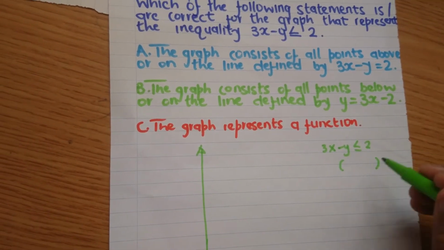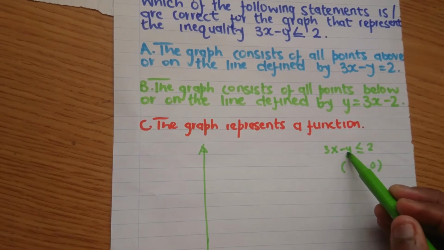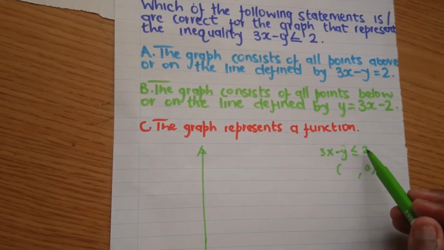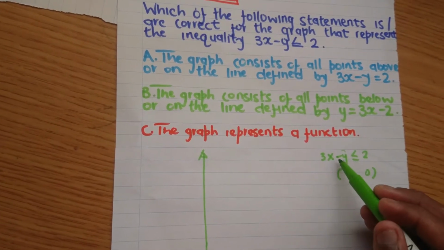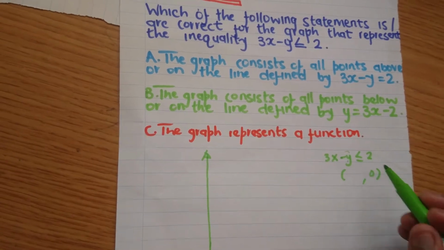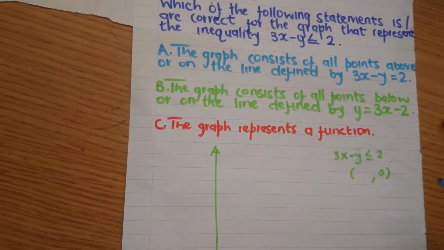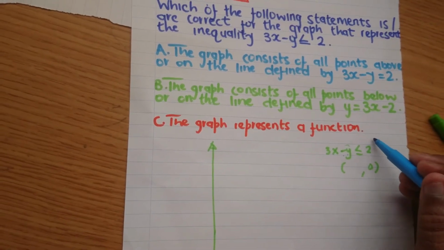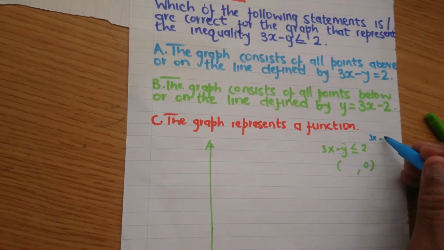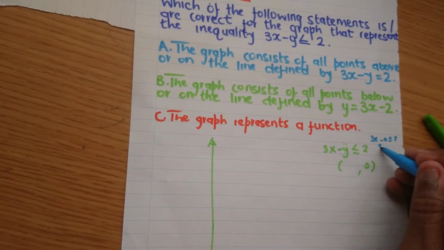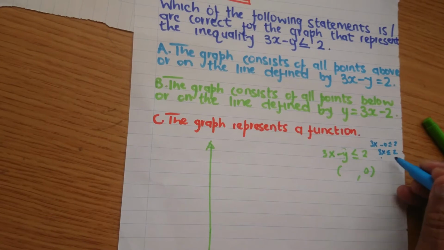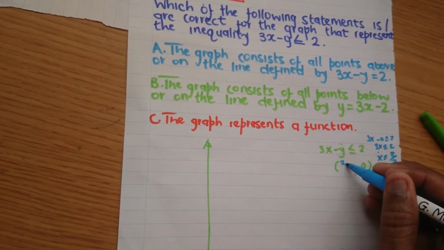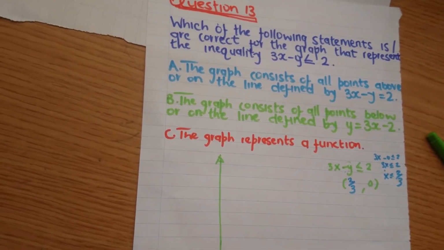For the x-intercept, y equals 0. So 3x minus 0 is less than or equal to 2, and then 3x less than or equal to 2, divided by 3. So x less than or equal to 2 over 3. So the x-intercept is 2 over 3, or 0.6, or 0.67.